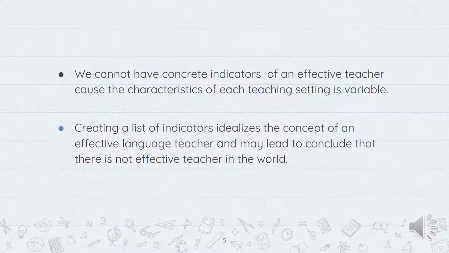Also, creating a list of indicators idealizes the concept of an effective language teacher and may lead to the conclusion that there is no effective teacher in the world. This was concluded because when you give a certain list of indicators, people may misunderstand it and expect that one teacher fulfills the whole list. These indicators can overwhelm the teacher, and you cannot ask a teacher to be all of these, because simply a human being cannot be all these indicators in one person. So that is why this was concluded.